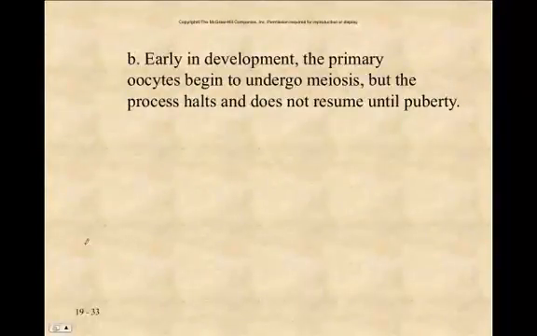And so early in development, the primary oocytes start to undergo meiosis, okay? But they halt the process in the middle of meiosis, meaning they don't complete meiosis. They just start the process of meiosis, and then it halts right smack dab in the middle. And it will not resume until puberty, okay? And really, this is a little more information than you have to know, but ultimately, we won't complete meiosis until fertilization, which is kind of interesting.